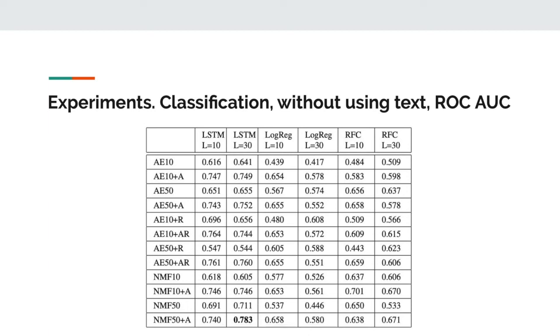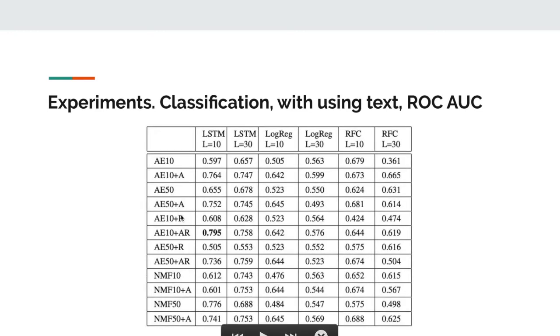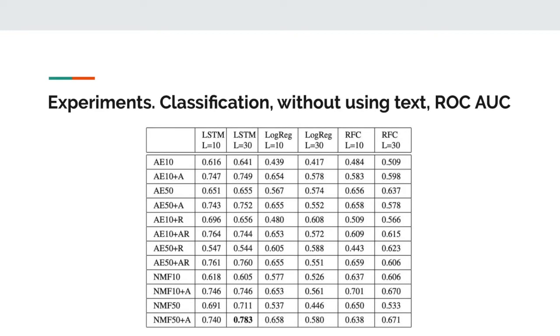We also decided to compare the results without using text and with using text. In the next table we see results of classification using text, and here the leading way to build latent representation changed to autoencoder plus auxiliary features plus reconstruction error. The LSTM model is also the best performing model, and the score is a bit higher than without using text.